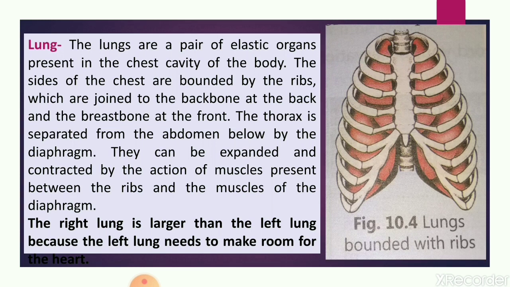So our lungs are present in the chest cavity, which is encased in the rib cage, and the thorax part is separated from the abdomen part below by the diaphragm. The diaphragm is a curved sheet made up of muscles and present below the lungs, and the rib cage can be contracted or expanded by the action of the muscles present between the ribs and the muscles of the diaphragm. And the two lungs are right lung and left lung. The right lung is somewhat larger, and it has 3 lobes, and the left lung is somewhat smaller with two lobes. The right lung is larger than the left lung because the left lung has to make space for the heart also.